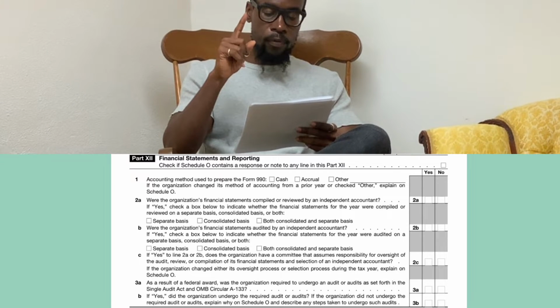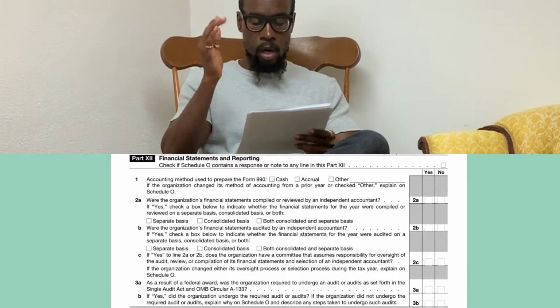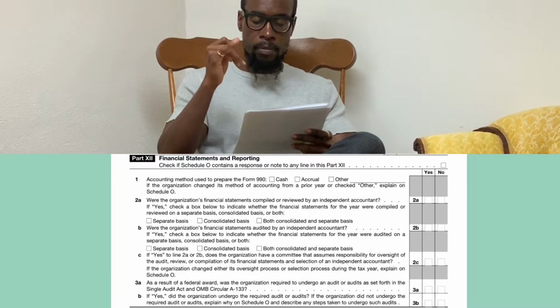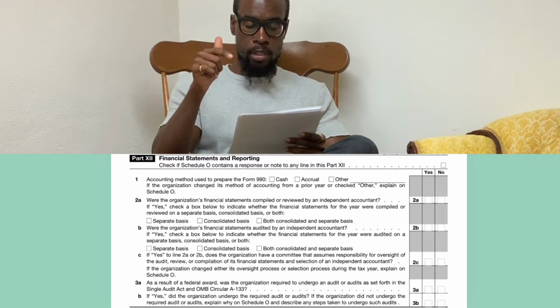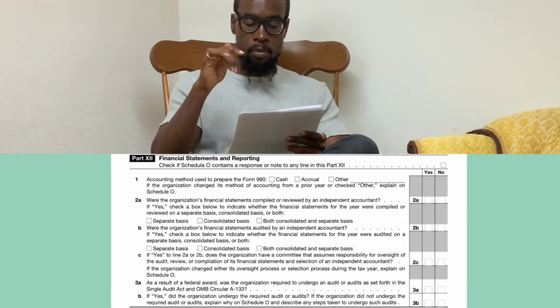So part 12 says this: check financial statements and reporting. Check if Schedule O contains responses or not to any of Part 12. So that's the mission. Part 12, Inquiry 1, we'll call it. Accounting method used to prepare Form 990. Is it a cash method? Is it an accrual method? Or is it another method? If the organization changed its method of accounting from prior year, or check other, explain why.